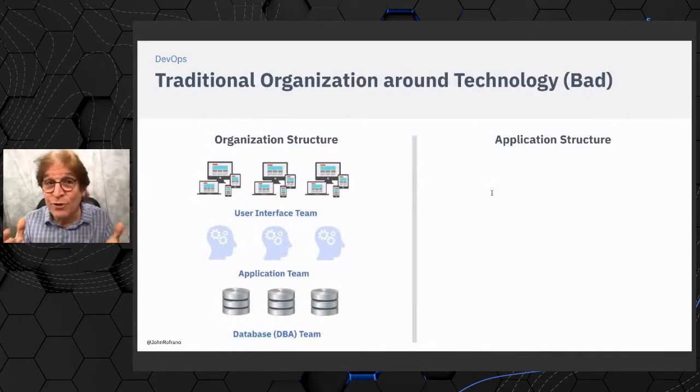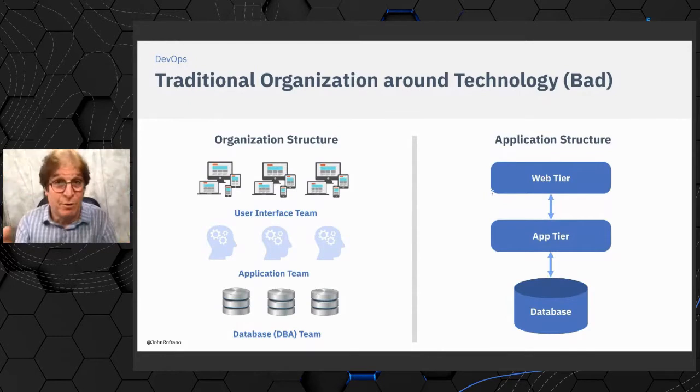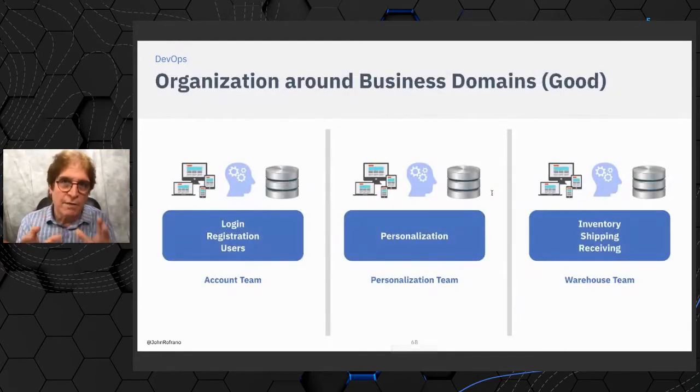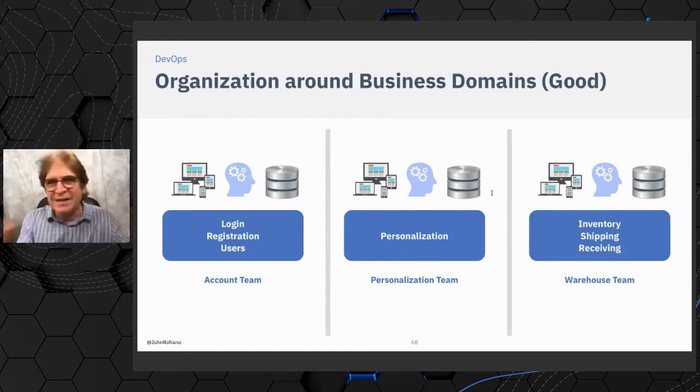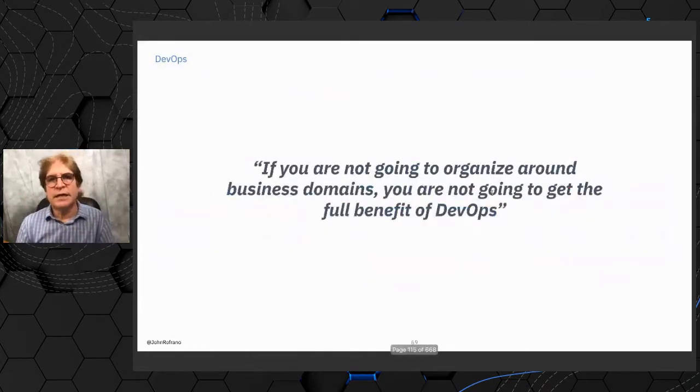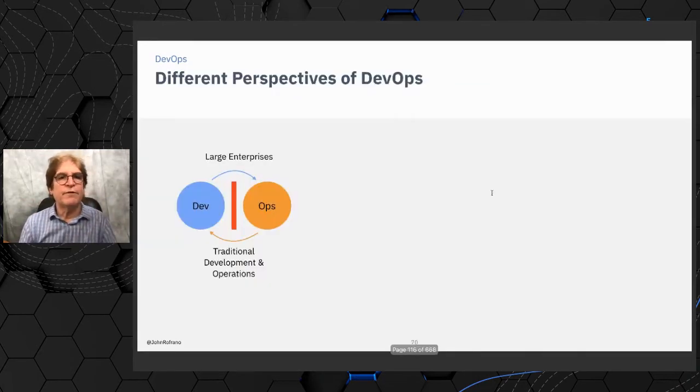And this is how our software is structured. We've got DBAs, we've got app teams, we've got user interface teams, and they build 3-tier applications. And we shouldn't be surprised they build 3-tier applications because they stay in their little teams. And so in order to take advantage of this new application design in DevOps, you've got to have your teams around business domains, right? It's like an account team, a personalization team, a warehouse team, and they have end-to-end database, UI, the whole thing, right? So you really have to restructure your teams around these business domains to really take advantage of DevOps. If you're not going to do that, you're not going to get the full benefit.